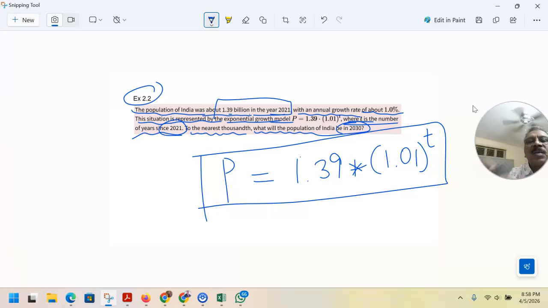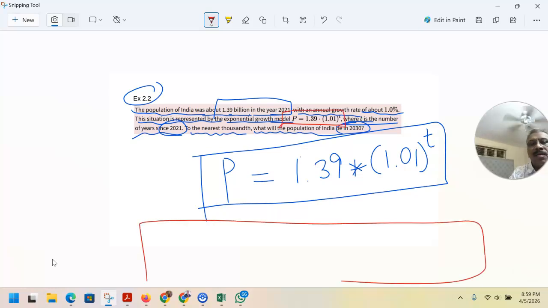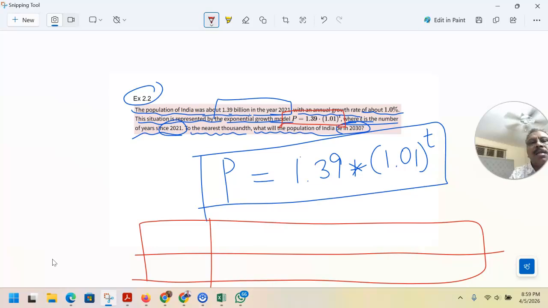So I want you to also understand this. Some of you may be thinking, how did we get this equation? So I'll make a table for a quick understanding. The year was 2021, so 2021 is the start, like year 0. That's the time we want to model. We use t for the number of years and P for the population.